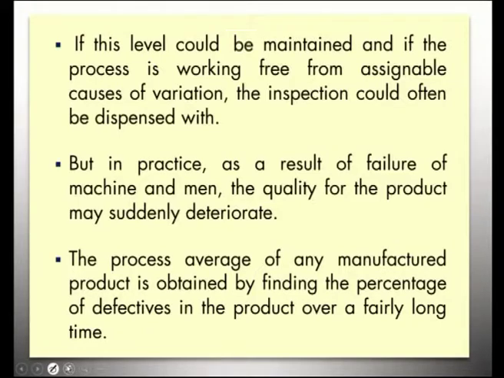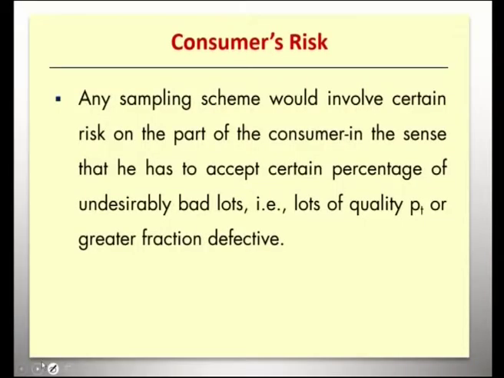So, therefore, the process average of any manufactured product is obtained by finding the percentage of defectives in the product over a fairly long time. Consumer's risk. There are two types of risk. One is consumer's risk, another one is producer's risk.